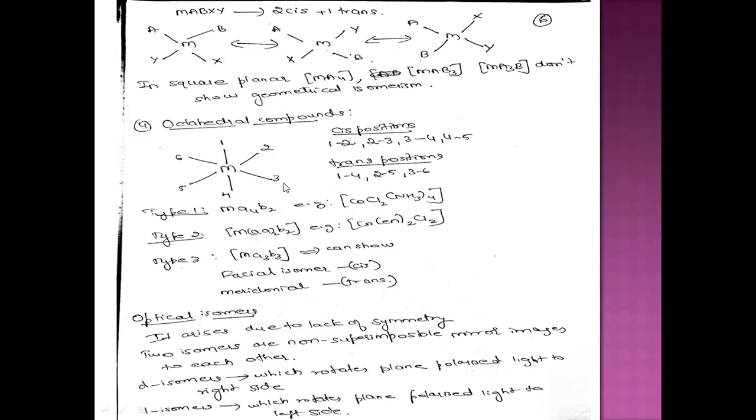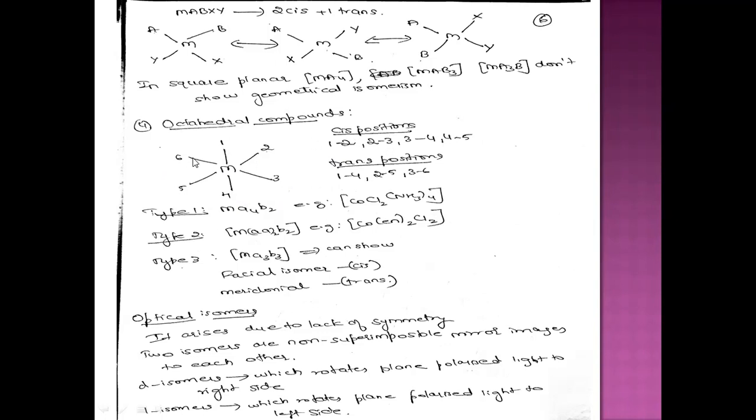Now, what will be the cis position? Cis means 2 of the ligands should come on the same side. Now, take this as a plane. Take 1M4 as one plane. Then what are the cis positions you can write? 2 and 3, 6 and 5. Right? 2 and 3 is similar to 6 and 5. You can write it as 2 and 3.